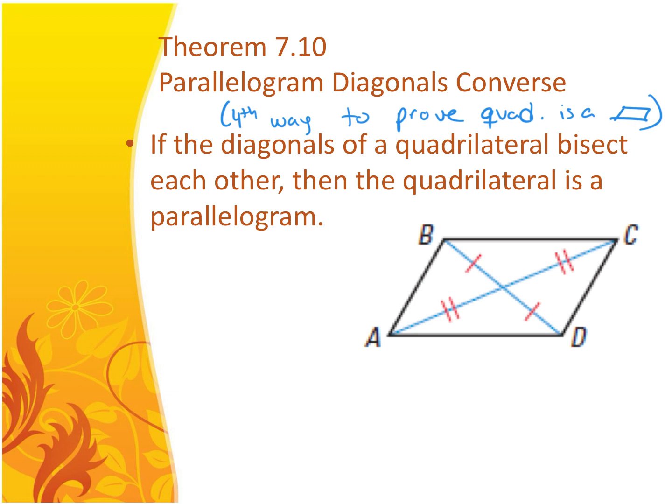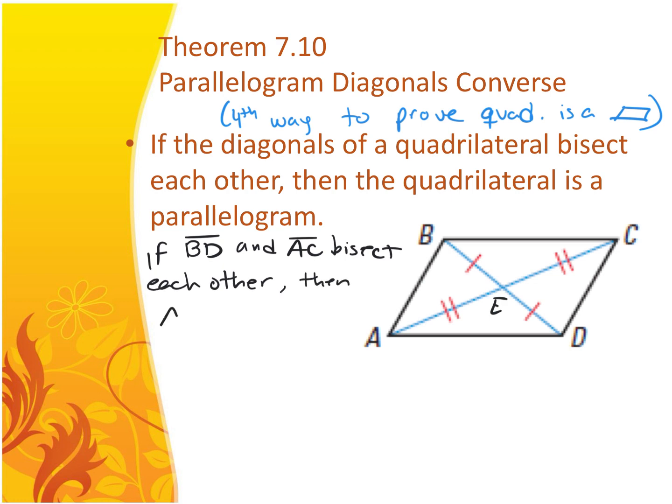If the diagonals of a quadrilateral bisect each other, then the quadrilateral is a parallelogram. Again, let's name this point E just for convenience purposes. They tell us that the segments bisect. We know that it's a property of a parallelogram because we learned it in 7.2. So if they tell you that segment BD and segment AC bisect each other, then we know that ABCD is a parallelogram.